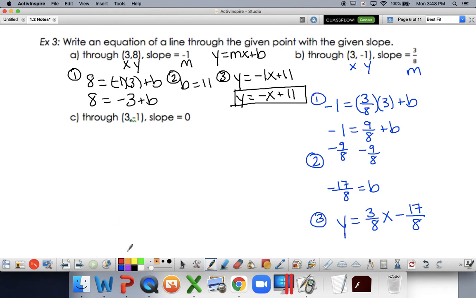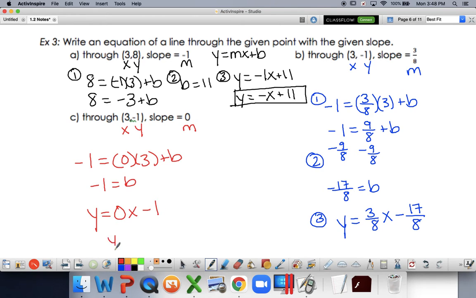Let's do our third example here. My x, my y, my m. I have -1 is equal to 0 times 3 plus b. That tells me that -1 is equal to b. So my equation is y equals 0x minus 1, or, how we like to write it shorthand, just y equals -1. So there's 3 examples of how to do it when you're given a point and a slope.